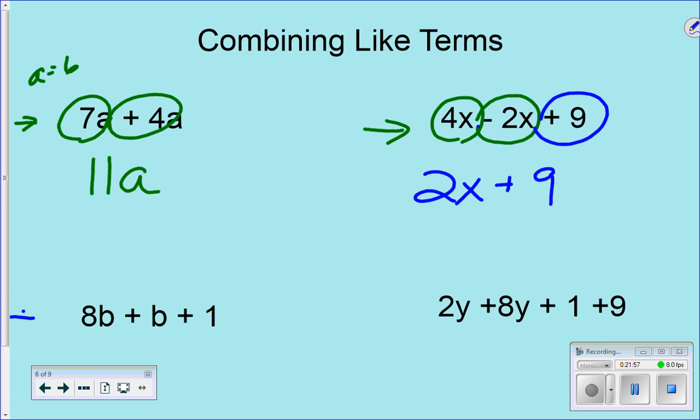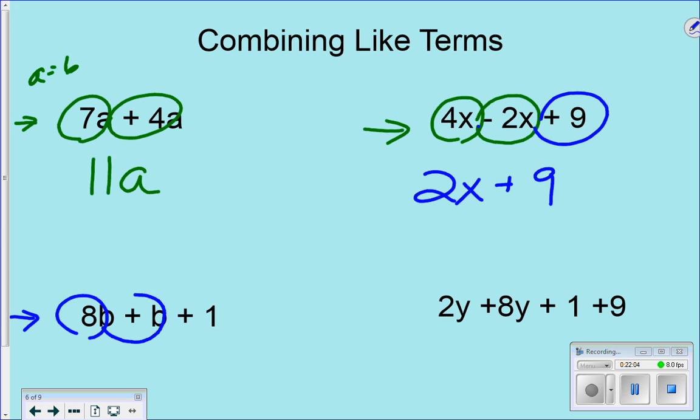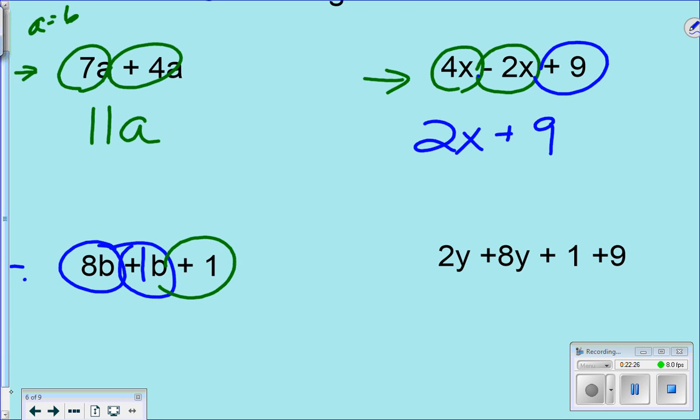Okay, let's try this one. 8b plus b plus 1. So I'm going to circle my b's. Oh, and I'm going to put a 1 in front of that b. So if I have 8 b's and I have 1 more b, how many b's do I got? 9. And then I'm not adding anything to that, so plus 1. That's it.